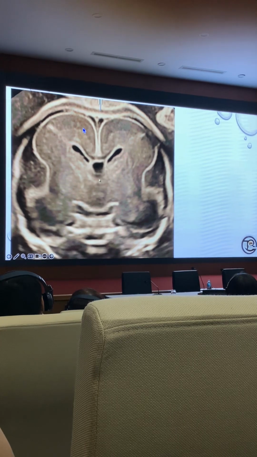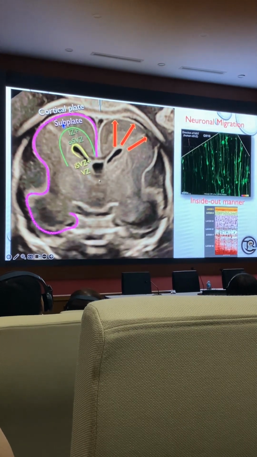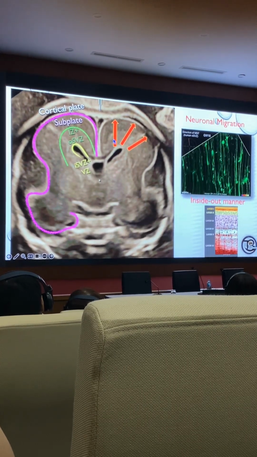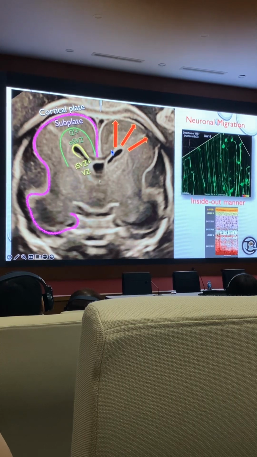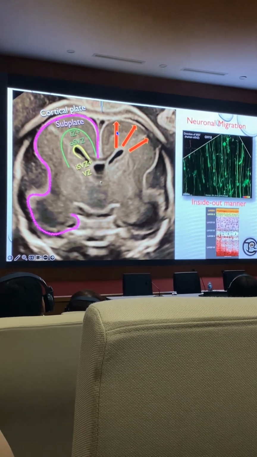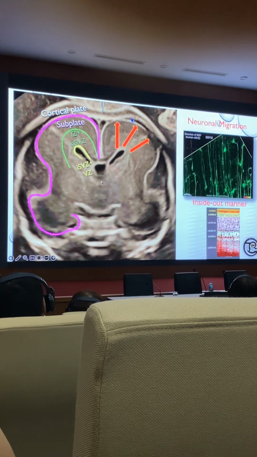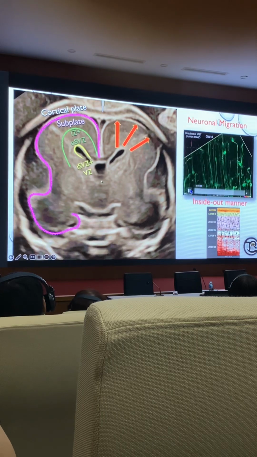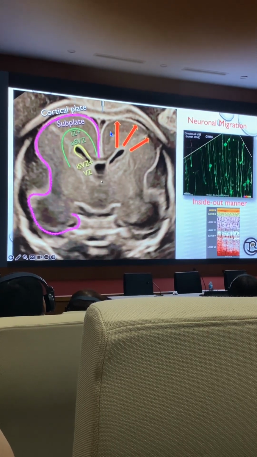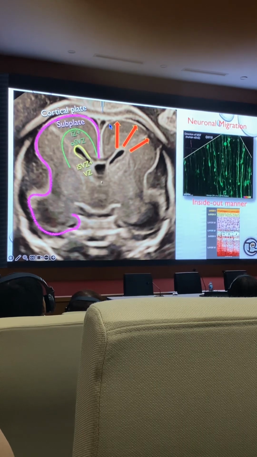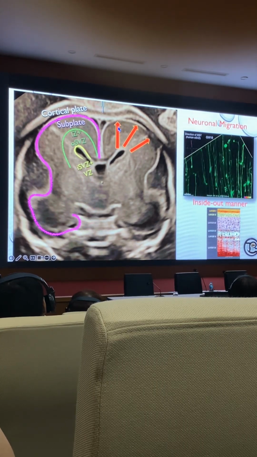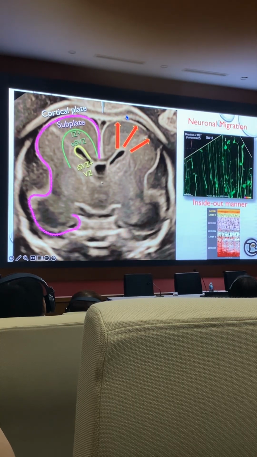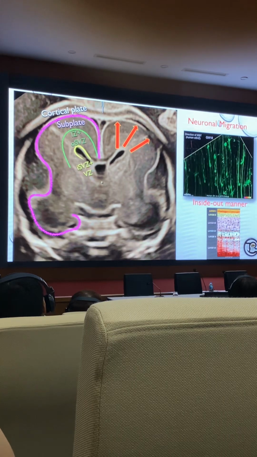So here, this is between the subplate and intermediate zone, and then the neural cells are migrating from the ventricular area to the surface of the brain, like this. This is neuronal migration. And it occurs in an inside-out manner. The first cells are inside, and then the second one is out above the first one. The third one is above the second one, and likewise. So this is called the inside-out manner.